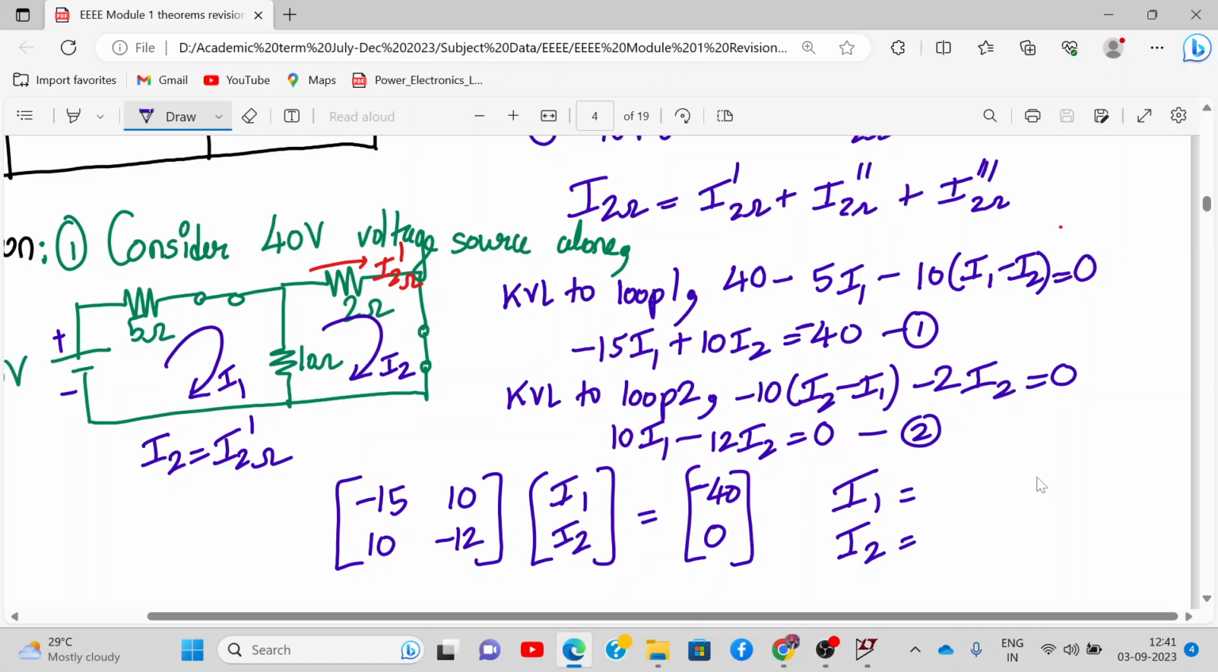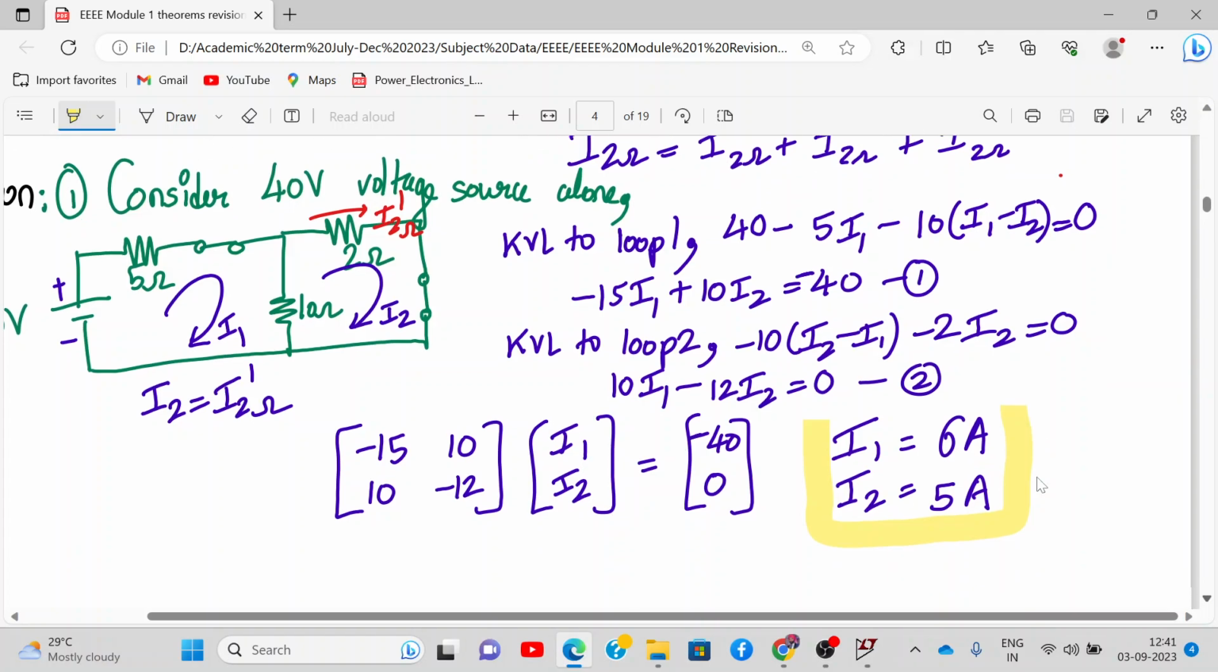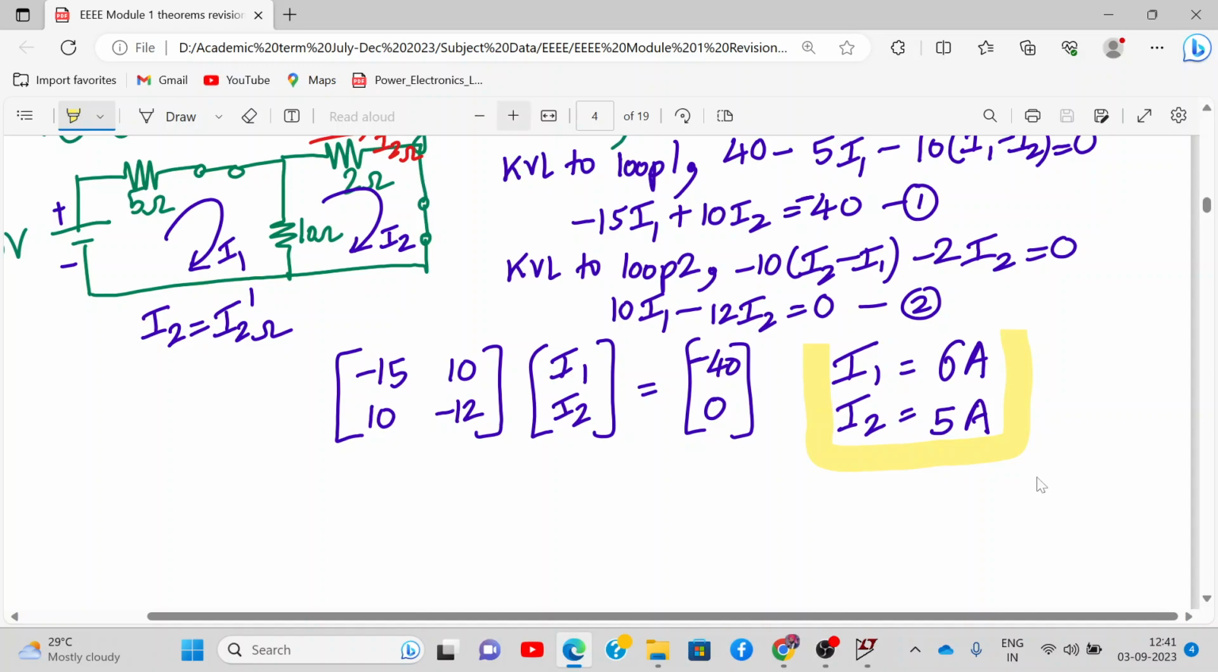Tell me I1 and I2 now. It will be 6 and 5. Anyone got 6 and 5? Remaining people, please help it out. I'm asking every one of you. Is it 6 and 5? Yes, sir.